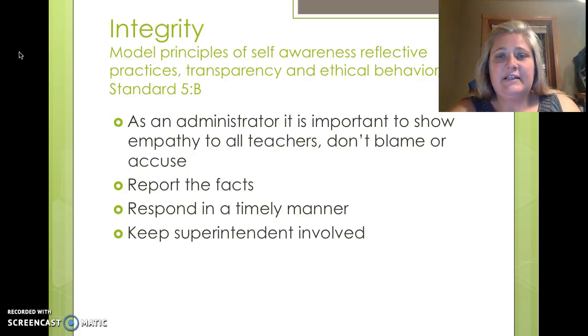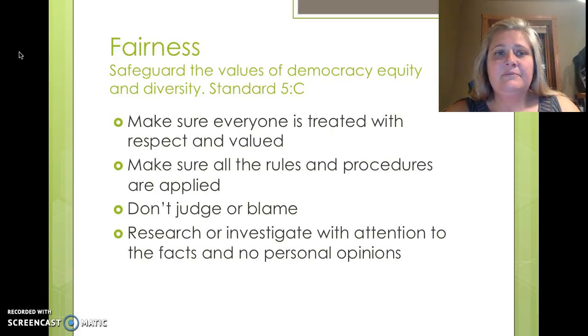Integrity. I felt like Standard 5B reflected model principles of self-awareness, reflective practices, transparency, and ethical behavior. As an administrator, it is important to show empathy to all teachers. Don't blame or accuse. Report the facts, respond in a timely manner, and keep the superintendent or any board members or resource officers involved and updated at all times.